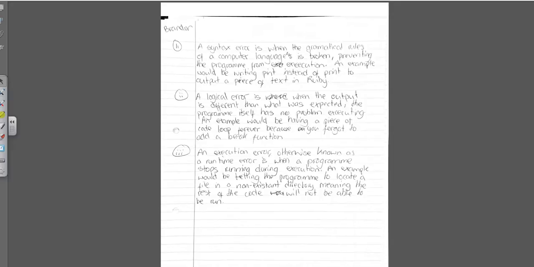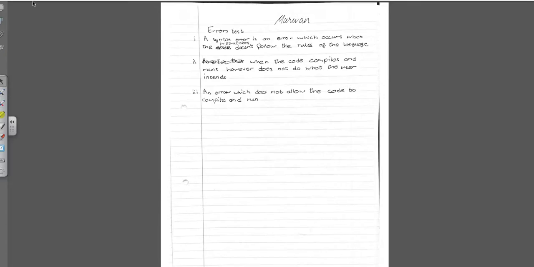Okay, on with the next one. Marwan: a syntax error is an error which occurs when the instructions do not, no abbreviation, follow the rules of the language. It's true, isn't it? No example, no elaboration, 1 mark. When the code compiles and runs, however, does not do what the user intends. I'll give you 2 marks for that one.